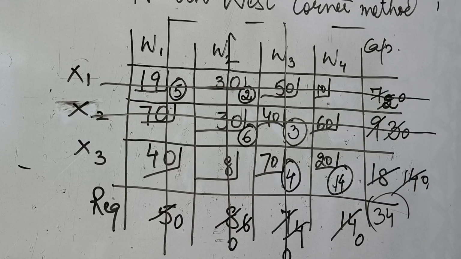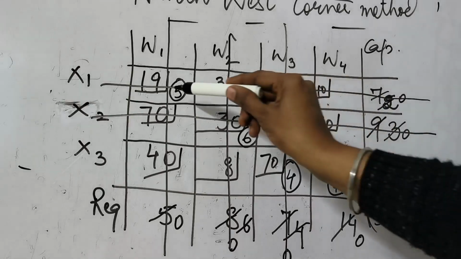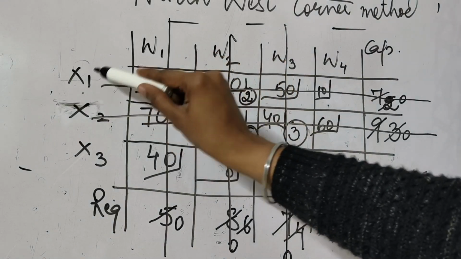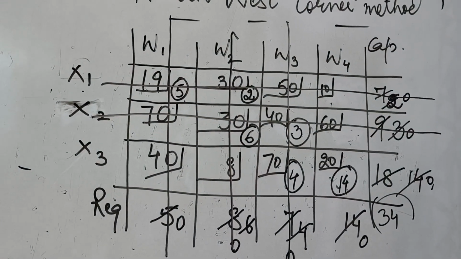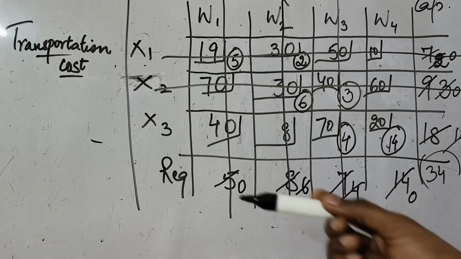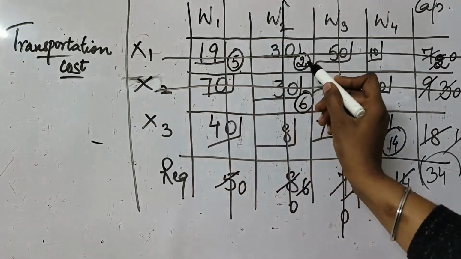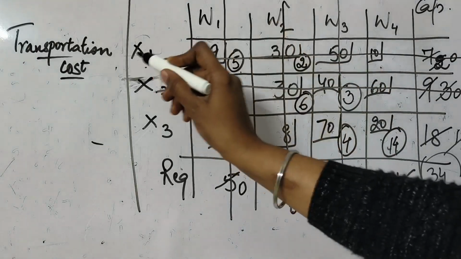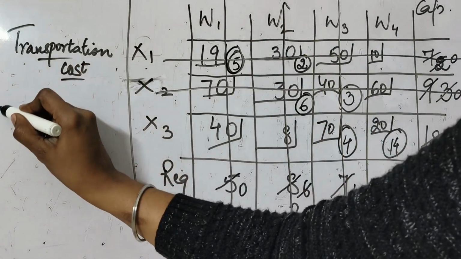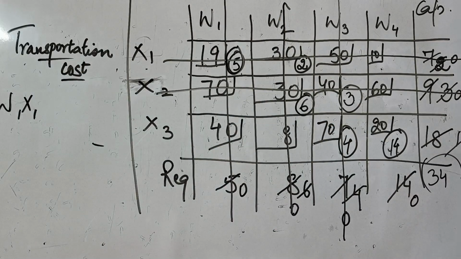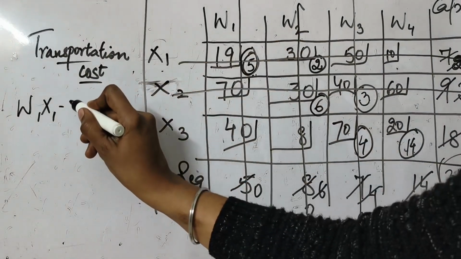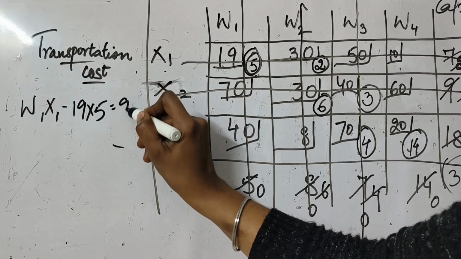So now we have to write the answer. How will we write the answer? First rim was allotted 5, so 19 into 5, it is the cost if we are transporting X1 from W1. So this is how we will calculate the minimum transportation cost. So now this is how we will be writing the transportation cost in the last. So we will write W1, X1. So wherever rims have been assigned, we have to write that. First of all, this rim was assigned. So we will write W1, X1. And what is the transportation cost in this? So we will write 19 into 5 is the transportation cost of this cell. So this will be 95.